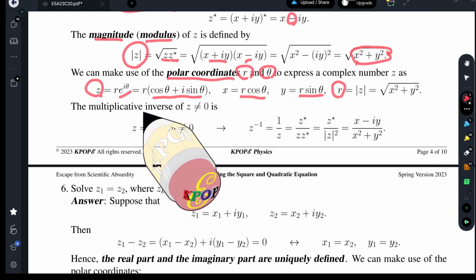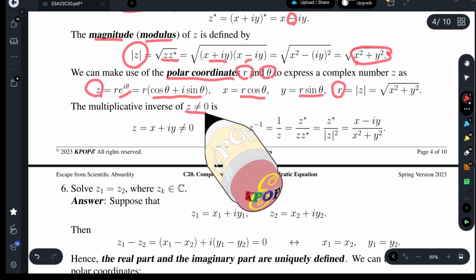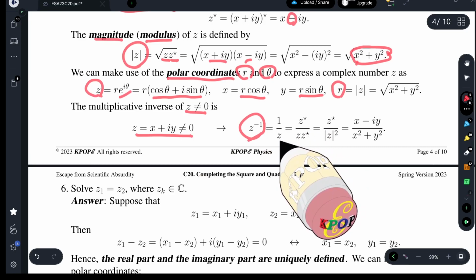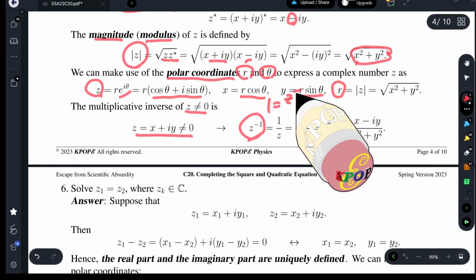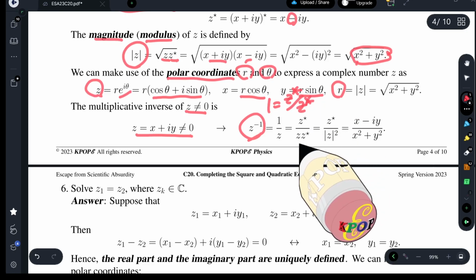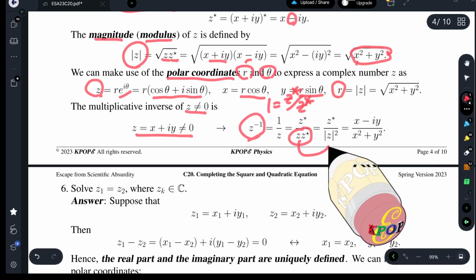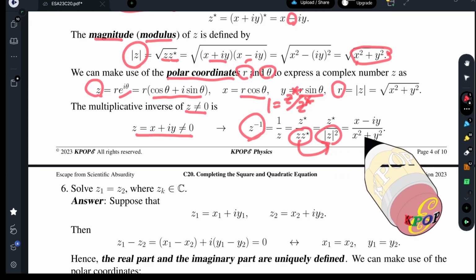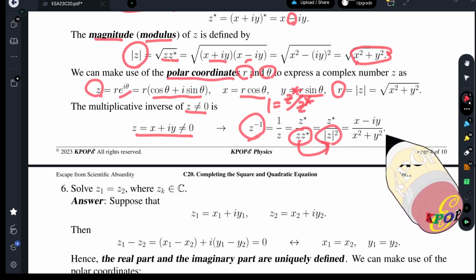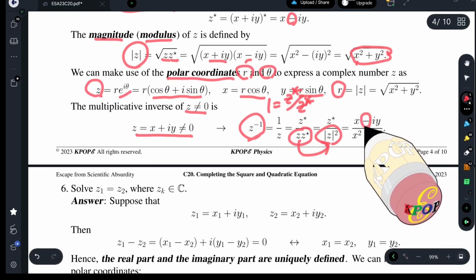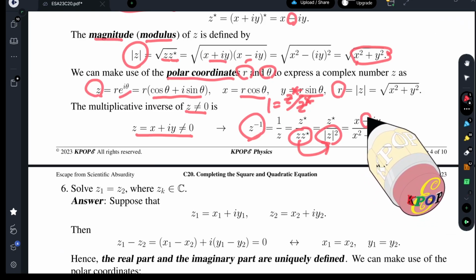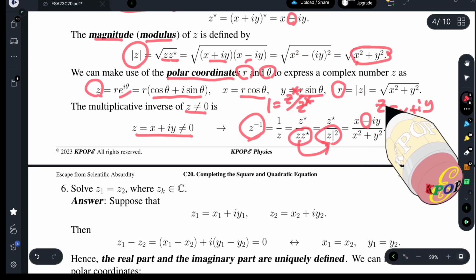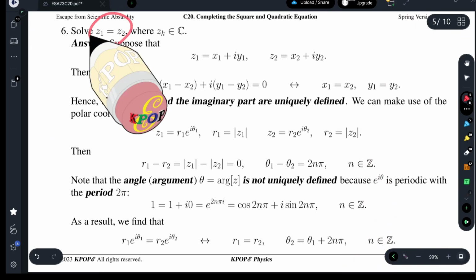Next, we find a multiplicative inverse of z that is not equal to 0. We begin with 1 over z, and we multiply by 1, that is z star divided by z star. Then the denominator combines into a single value that is the absolute value of z squared, that is, the sum of the squares of x and y. Now we find that we have a negative sign relative to the x plus iy, the original complex number z.